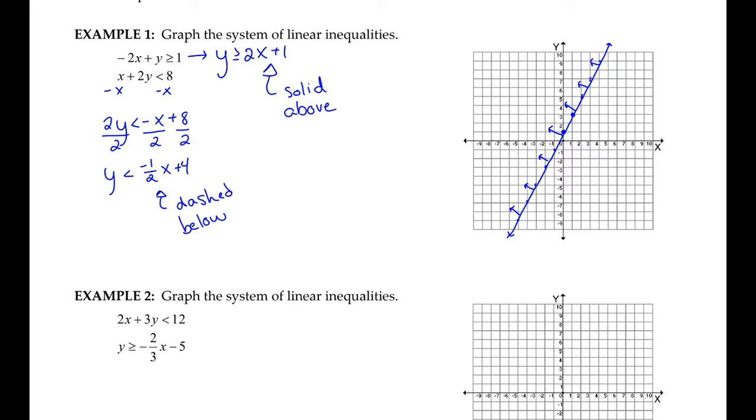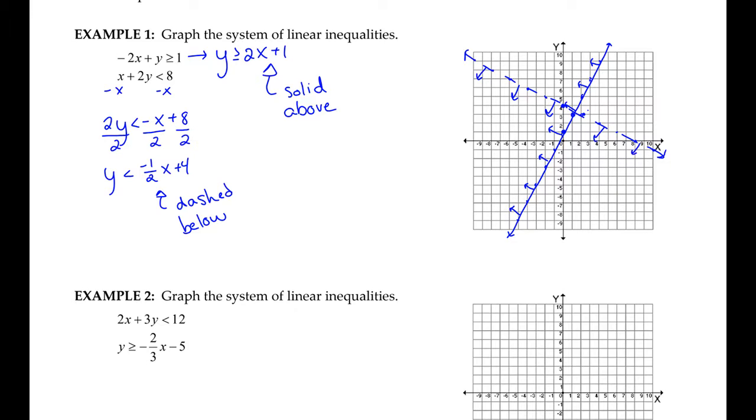The second inequality starts at a positive 4, and it has a slope of negative 1/2. So I go down 1, right 2, down 1, right 2, and I'm going to continue this pattern until I have a few points on my graph. And then I'm going to connect them with a dotted line. And because it was less than, we said we were going to shade below. So again, instead of having 3 shaded regions, I'm just going to draw arrows to start with.